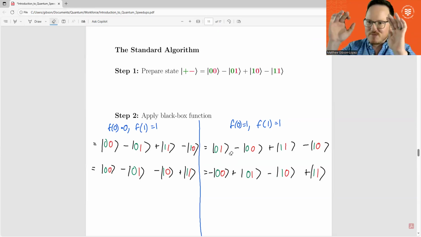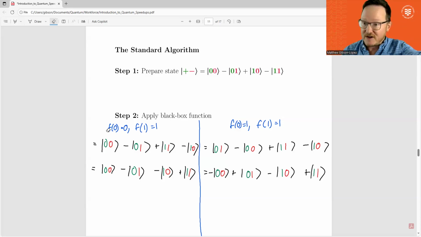This is the part to try to maybe pause and go back and make sure this syncs. If the function evaluates to 0, the signs and the superposition stay the same. If the function evaluates to 1, the signs in the superposition flip. That's the way that I would encourage you to think of it. So when they're both 1, they both agreed to flip the signs. When one was 1 and the other one was 0, they disagreed. One of them flipped and the other one stayed the same.